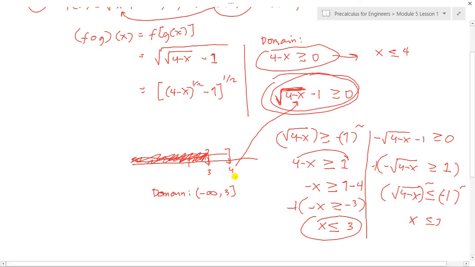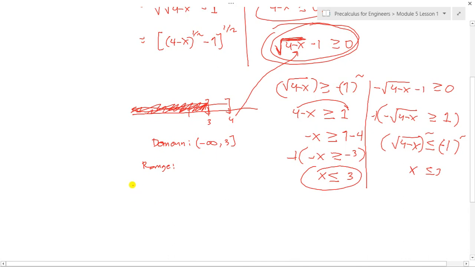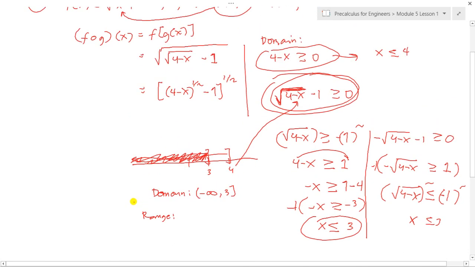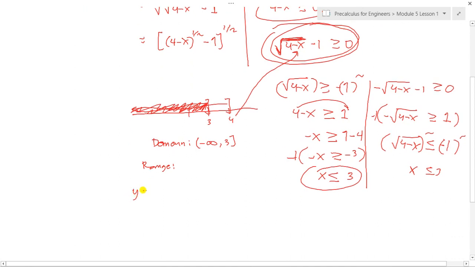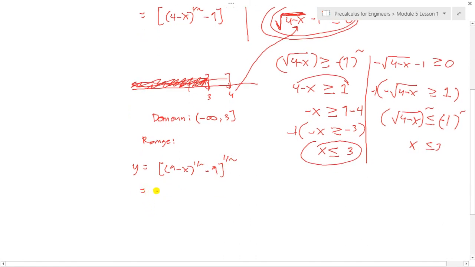How about for y? How about for the range? Actually for the range we can do the derivative. So let's say y is equal to 4 minus x raised to 1/2, then minus 1. This is the power rule. I hope you remember: 1/2, then the entire thing 4 minus x raised to 1/2 minus 1, which is negative 1/2. So this is the derivative with respect to x.